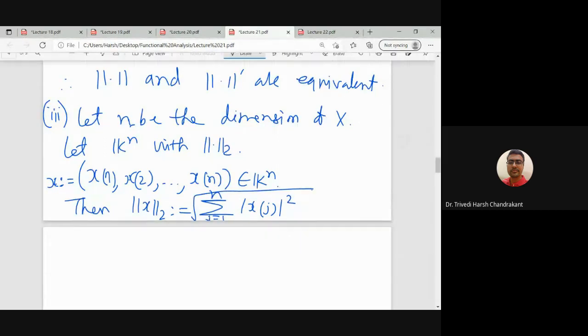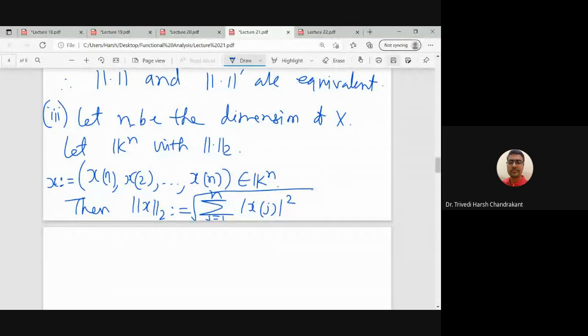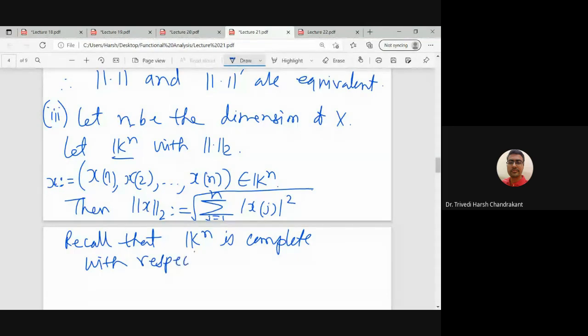Right. So this is a Euclidean norm. With respect to the Euclidean norm, we know that Kn is complete. So recall that Kn is complete with respect to this 2 norm.